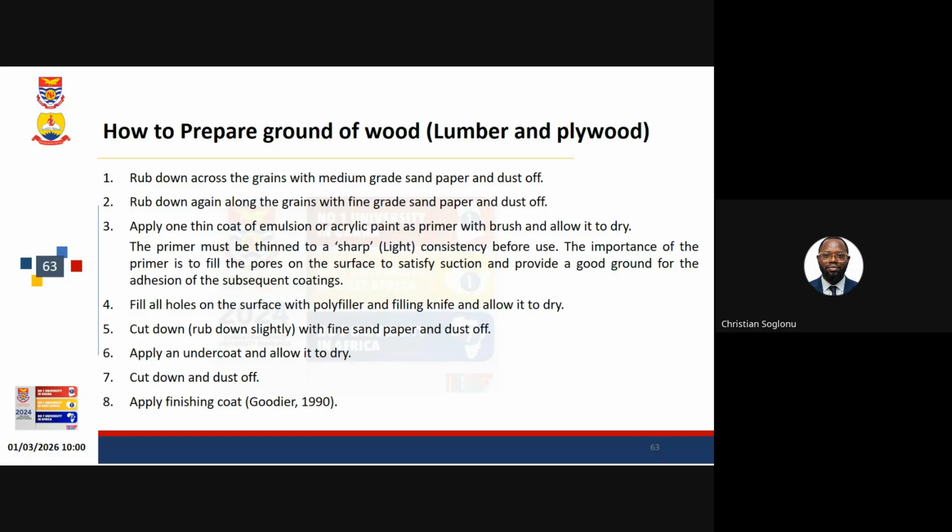So you coat again, then you are done with the preparatory surface of the ground. That is preparing your ground. That is how to prepare the surface before the actual painting is done on your wooden supports.